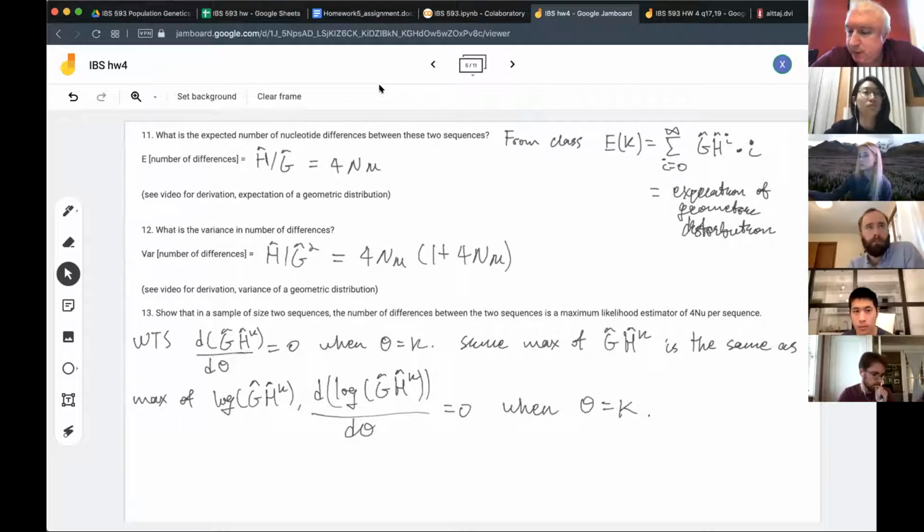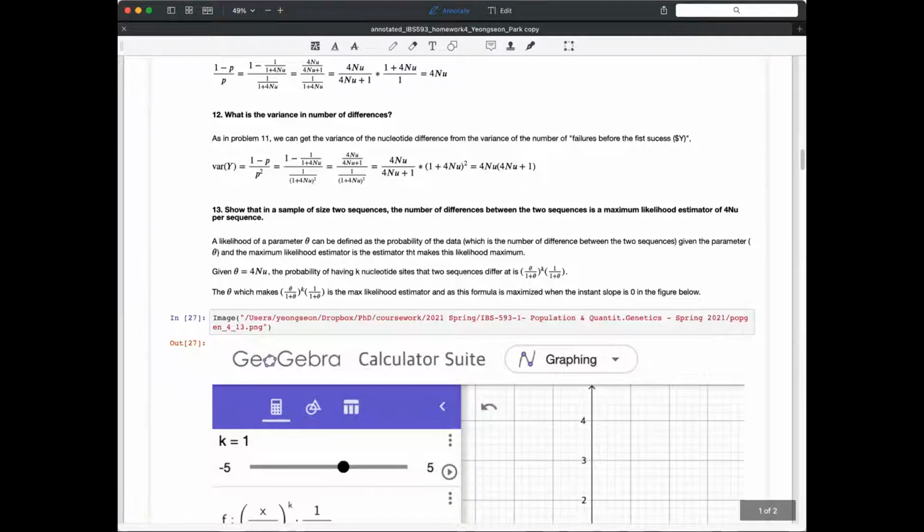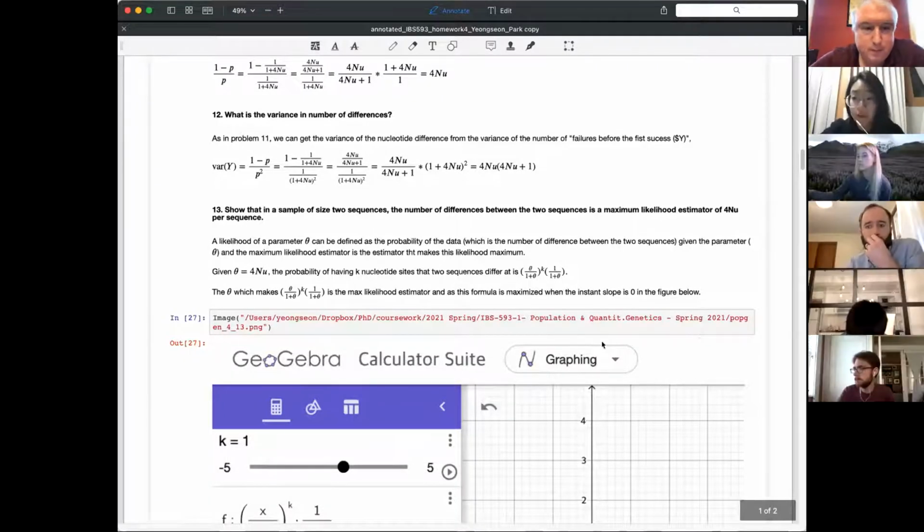Up next is Young Xian with the maximum likelihood estimate. Let me share. Okay, am I sharing the right screen? Okay. Yep.